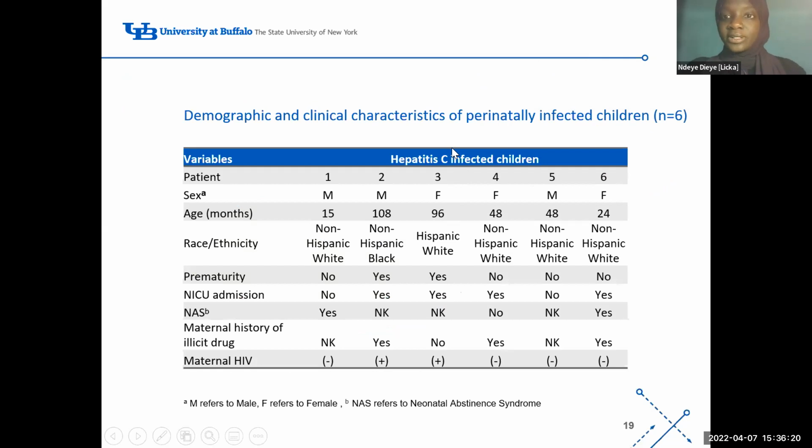So a little focus on these 6 positive children. Here we can see some demographic and clinical characteristics. For example, half of these infected children were male. 4 out of 6 children were hospitalized at birth, like NICU admission, and 2 out of 6 children were born to HIV positive mothers.